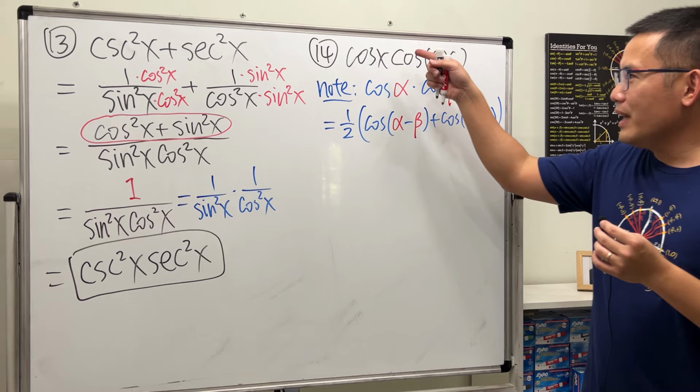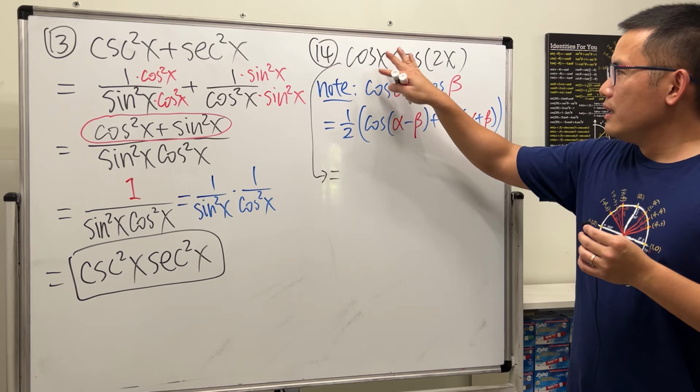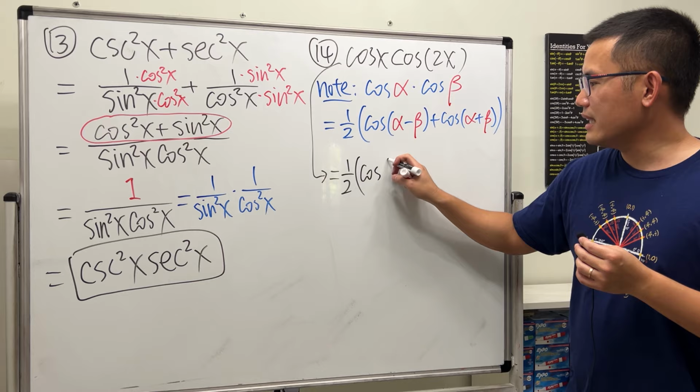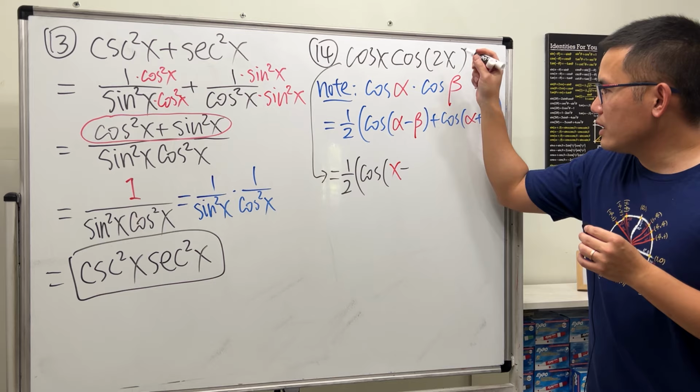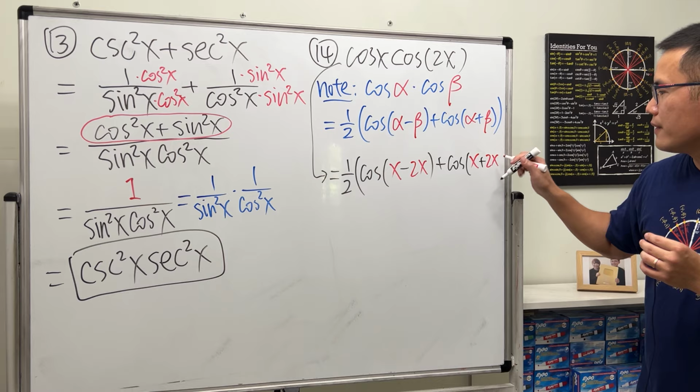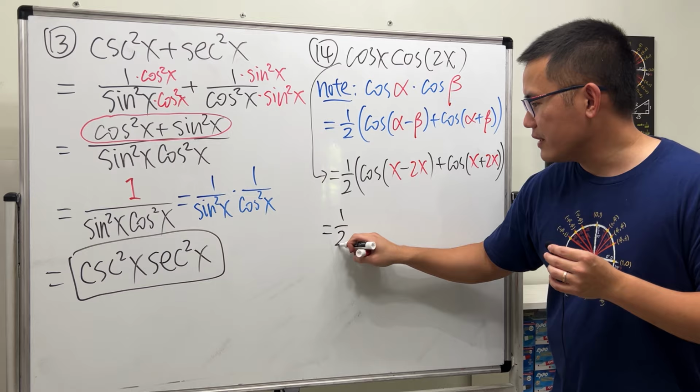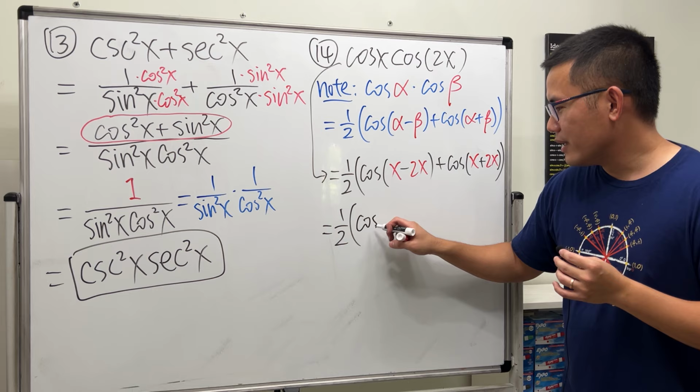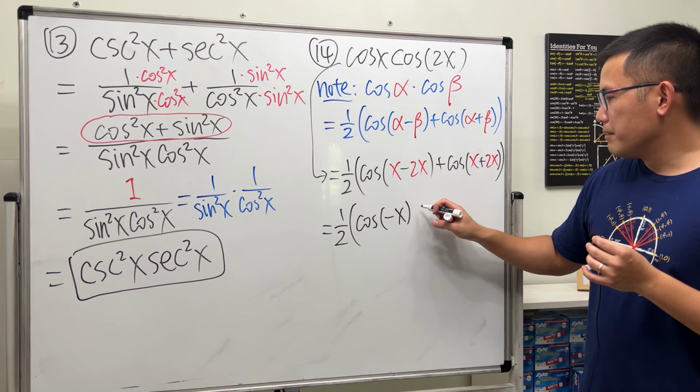Anyway, with this identity in mind, keep the following in mind. We have the 1/2, parentheses, so we begin with cosine. The first angle is x, and then minus the second angle, which is 2x. And then we add cosine of the first angle, which is x, plus the second angle. So nice, huh? Of course, we can work this out. So this is 1/2, still keeping the parentheses, because that's where I left the options, right? So cosine of this and that is just minus x, plus this and that is cosine of 3x.